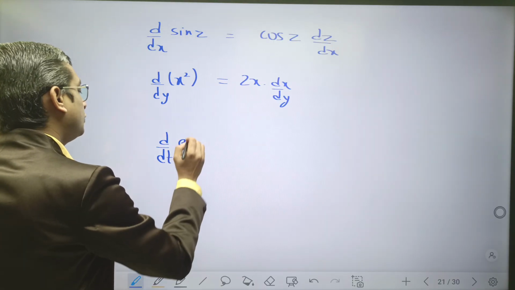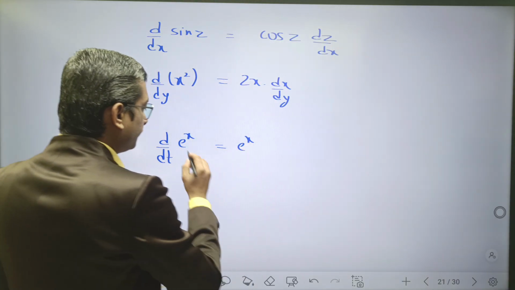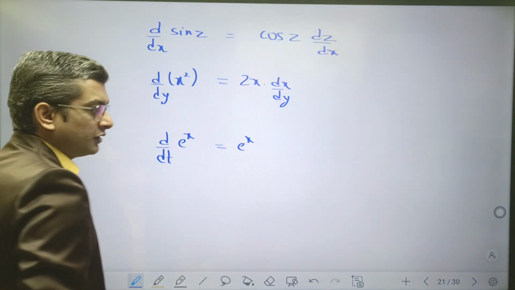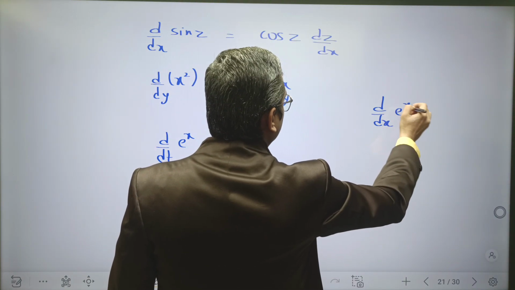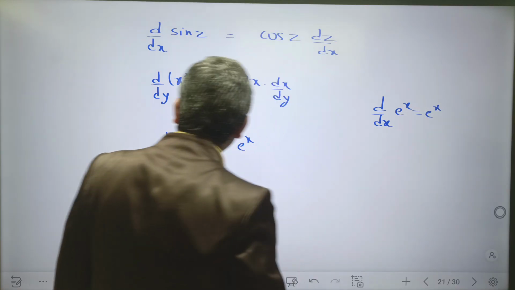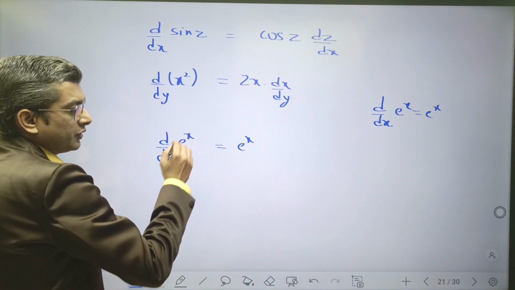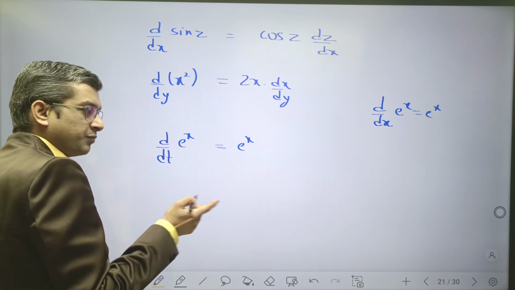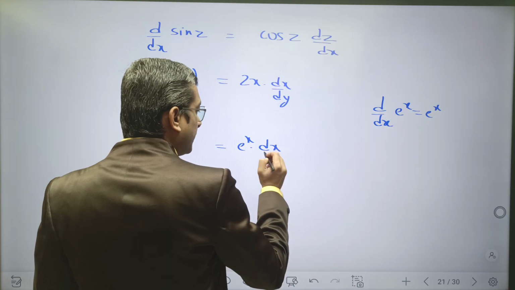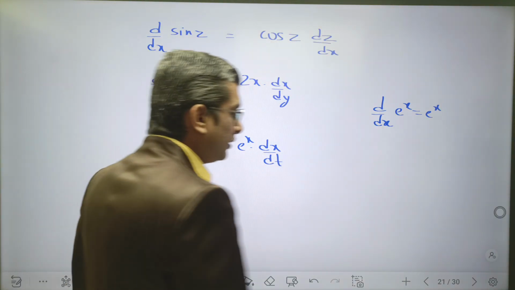Suppose I write d by dt of e to the power x. The function is e to the power x, so its differentiation will remain as it is. So write one more formula, that d by dx of e to the power x is equal to e to the power x, exponential x. So what is d by dt of e to the power x? First we differentiate e to the power x. Then this function is in x and we have to differentiate it with respect to t. So put here dx by dt. So this is the very fundamental logic, isn't it?